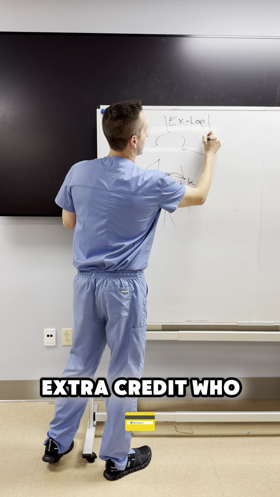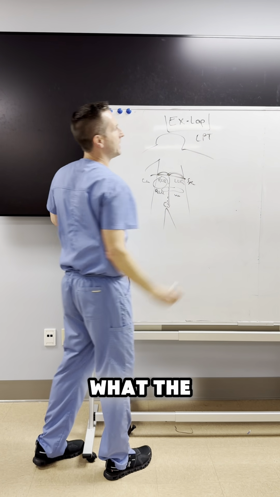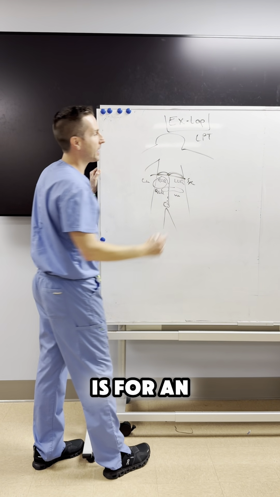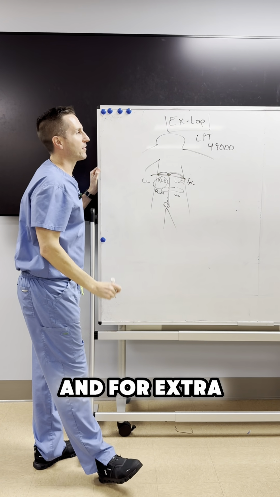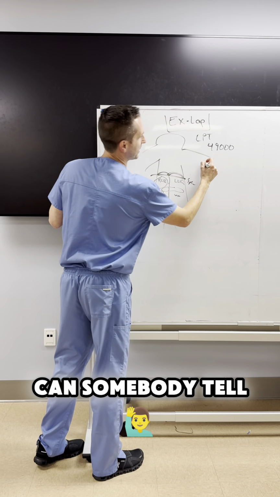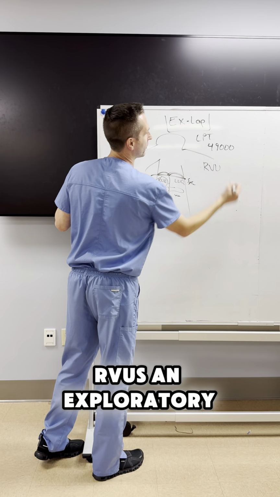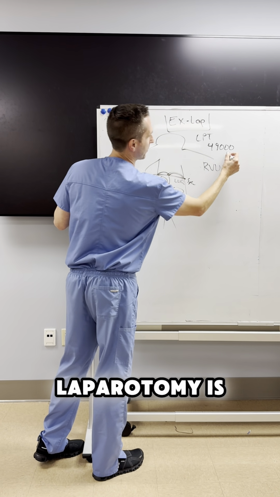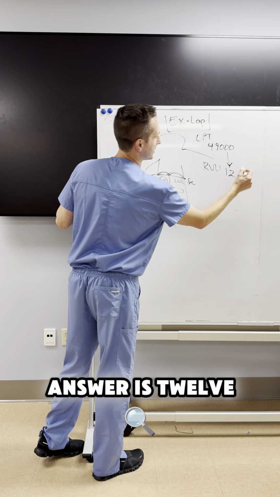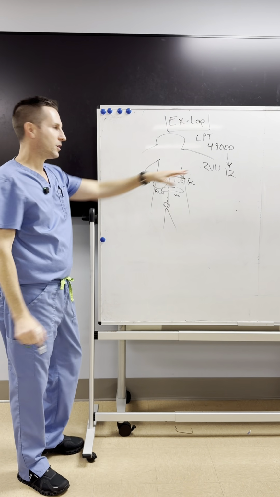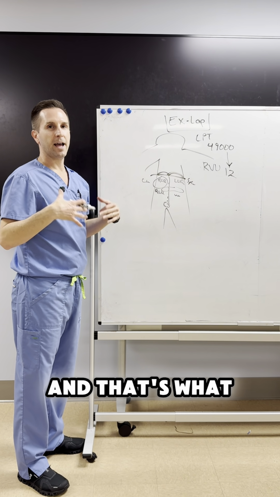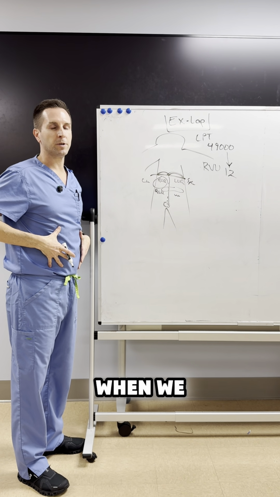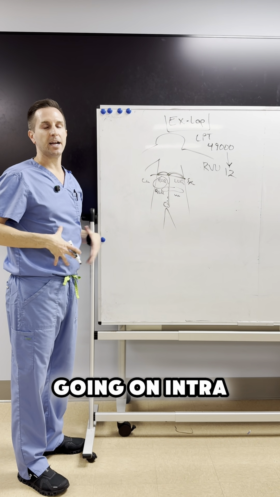And for extra credit, who can tell me what the CPT code is for an X-lap? Well, that's 49000. And for extra credit, can somebody tell me how many RVUs an exploratory laparotomy is? And that answer is 12. So that's what an exploratory laparotomy is, and that's what we do in trauma when we suspect anything going on intra-abdominally.